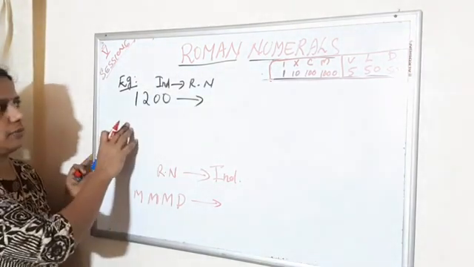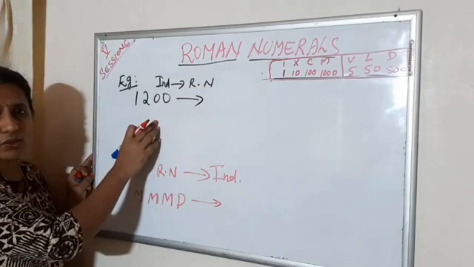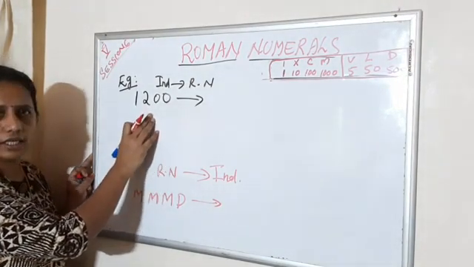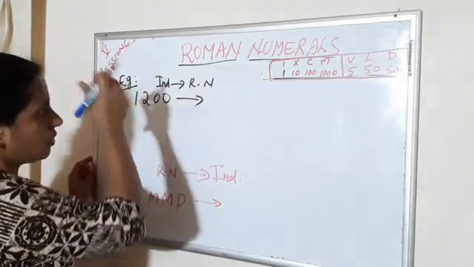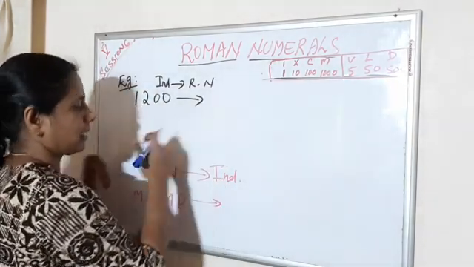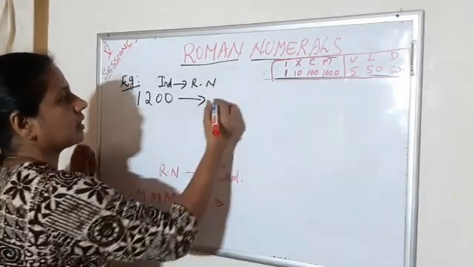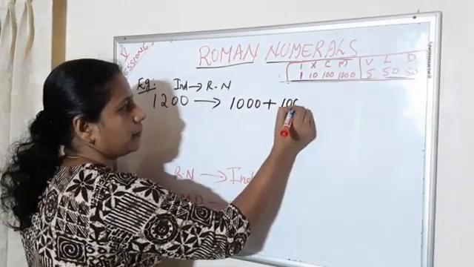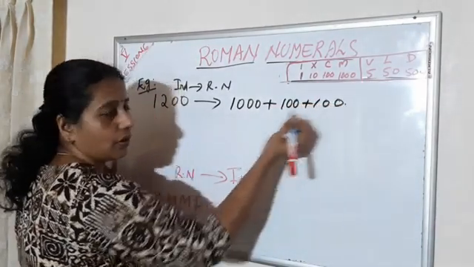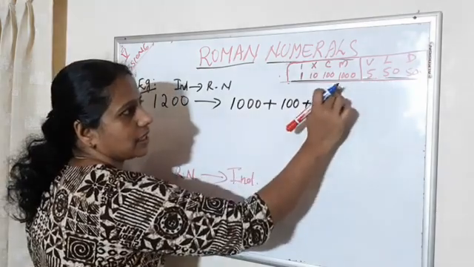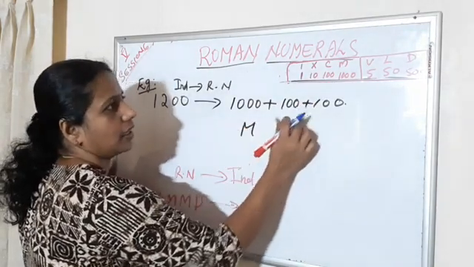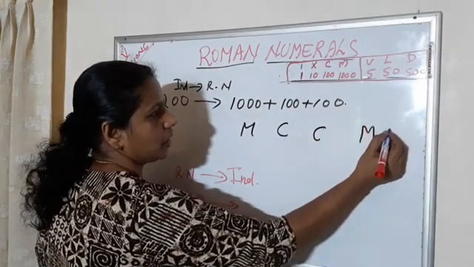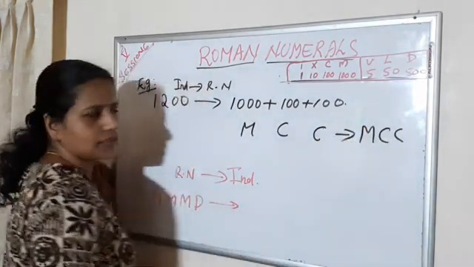Now look at these examples. First one, 1200. That is in the Indian system and we want to convert it into Roman numerals. Okay. So 1200 we can write as 1000 plus 200, 100 plus 100. Okay, 1000 means, what is 1000? M. 100 is C. 100 again C. So, the Roman numeral is MCC.